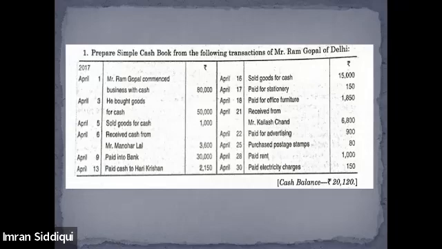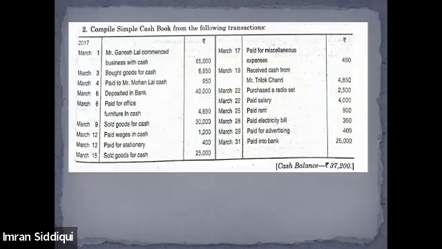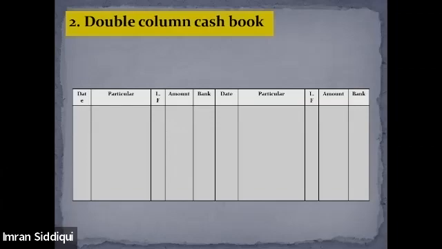Yes, sir, done. Everybody is getting the same answer, no? It's 20,120. Yes, sir. Okay, then. So that means we can move to the next question. Just a second. All right. So now let's talk about the double column cash book.